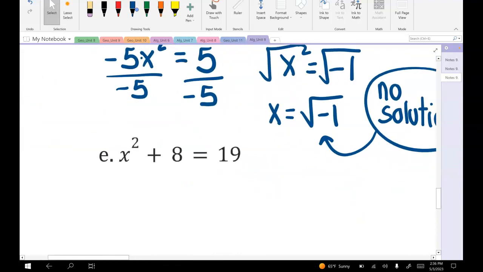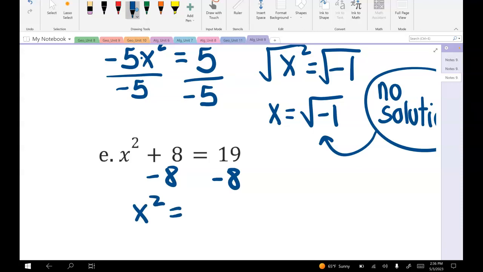We'll keep going. Example E, I should subtract 8 first. If I subtract 8, then my x squared is by itself. So minus 8, minus 8. I have x squared is equal to, excuse me, this would be 11.